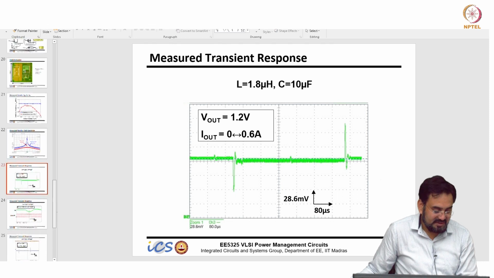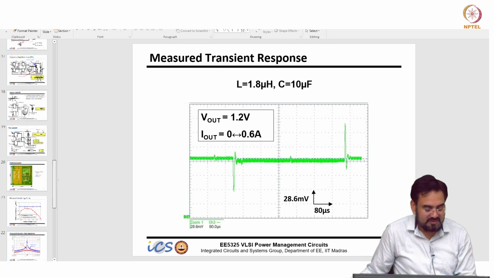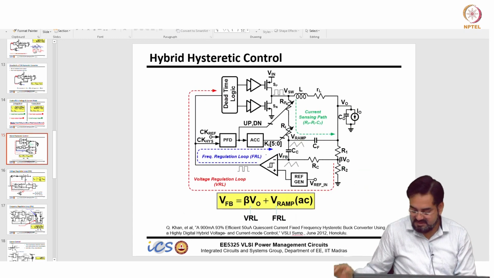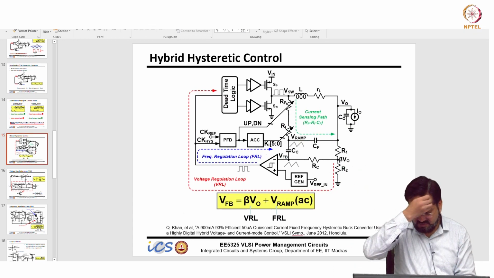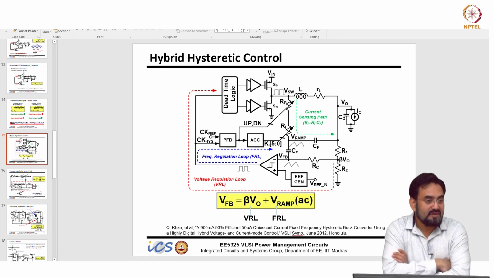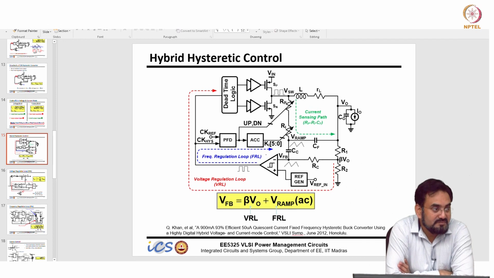So what happens, but now if I do try to do this fixed frequency hysteretic converter, what is the drawback of this? Can anybody tell? Do you see any issue by adding this FLL loop? Like while changing the R, the switching will also introduce some transition.